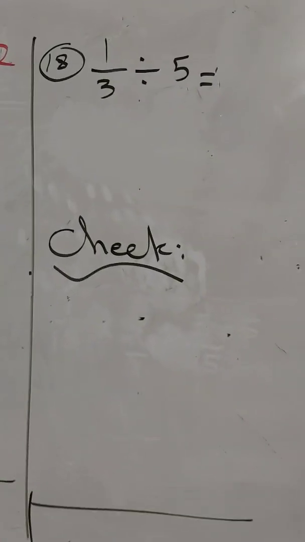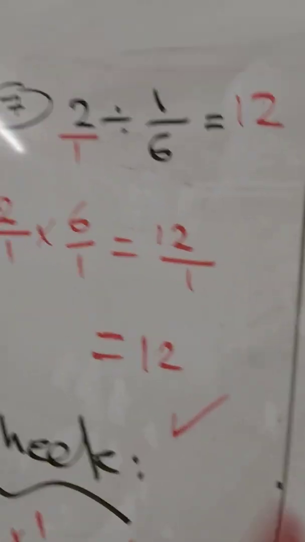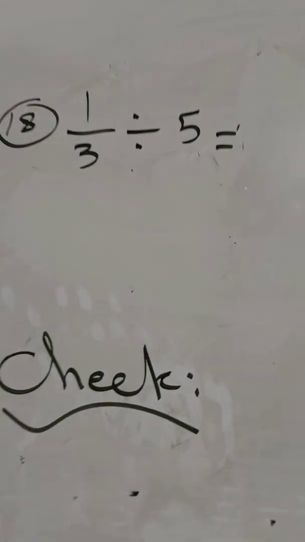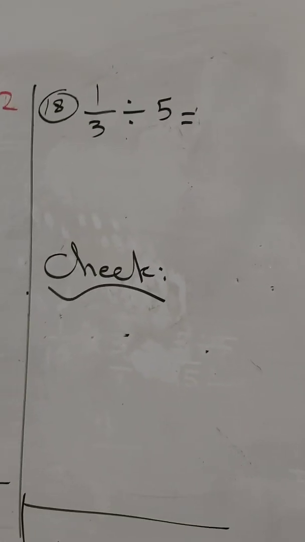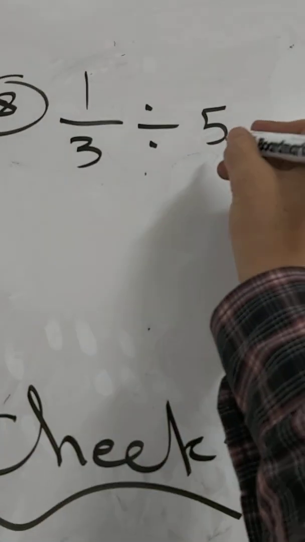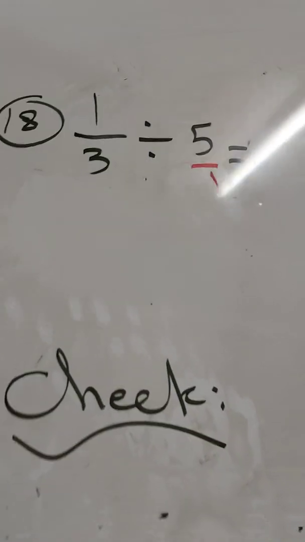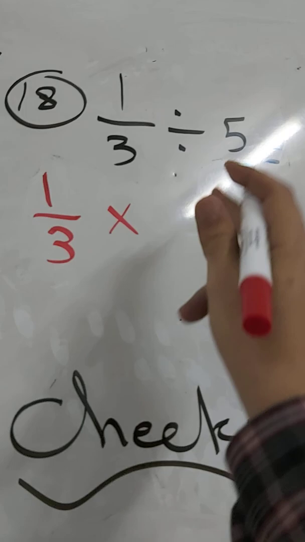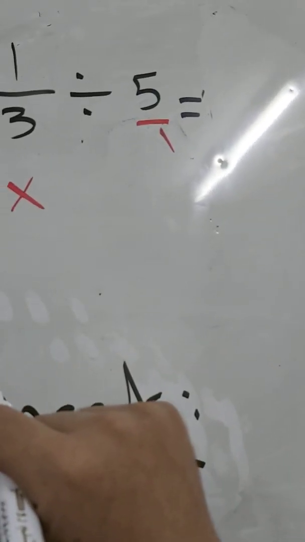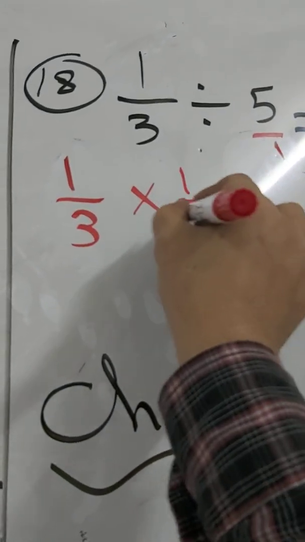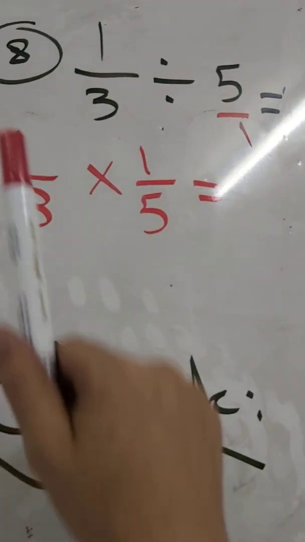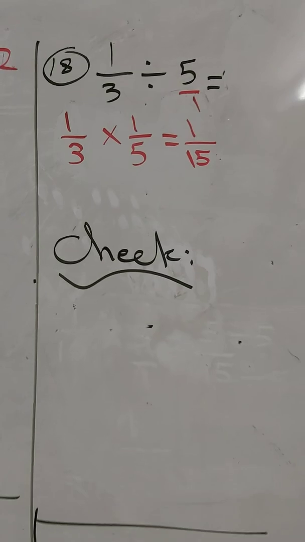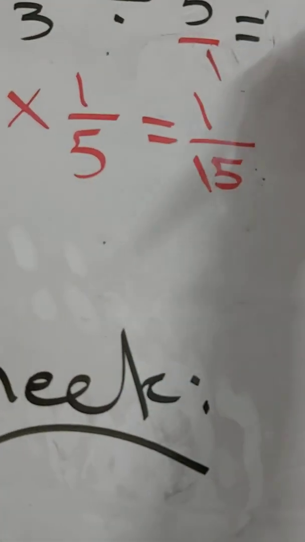Now let's do this one, question 18. Here we have a fraction divided by a whole number. We will do the same steps. The 5, make it a fraction as 5 over 1. Now 1 over 3 stays the same. The division becomes multiply, and the second fraction we do reciprocal. It will be 1 over 5. This is equal to 1 up and down 15. So the answer is 1 over 15.